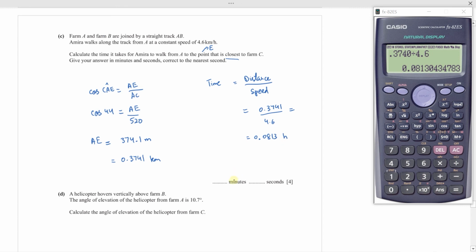hours. The question asks you to give the time in minutes and seconds. So I will multiply it by 60. So 0.0813 multiplied by 60 gives me 4.878 minutes. So 4 minutes and 0.878, I will convert these into seconds by again multiplying it by 60. 0.878 multiplied by 60 will give me seconds. So this is 4 minutes and 52.68 seconds.